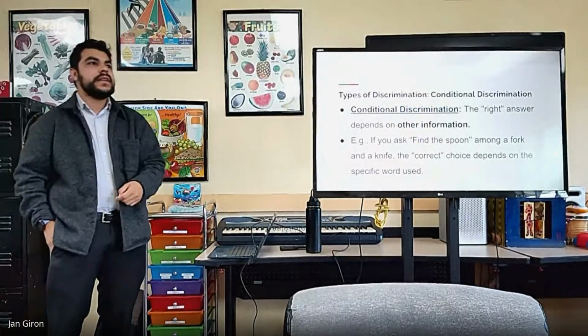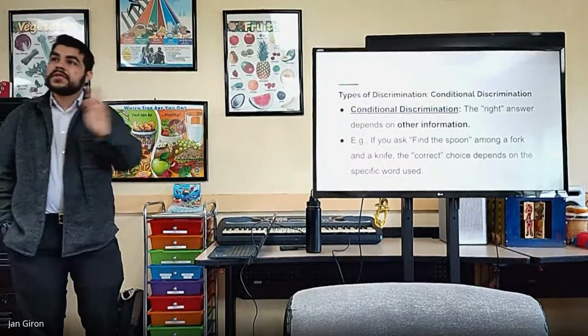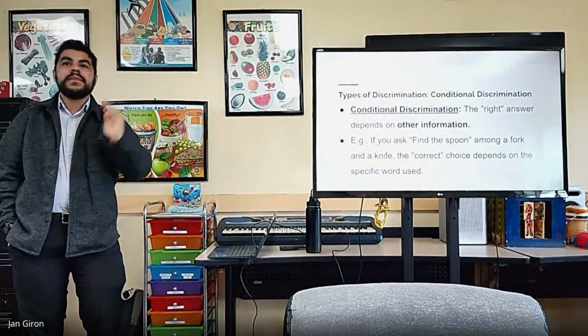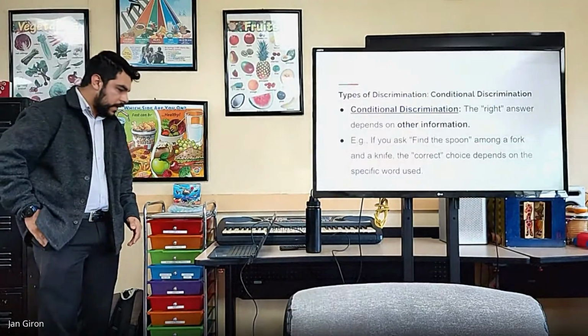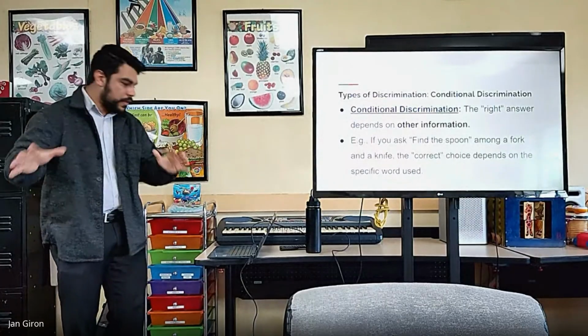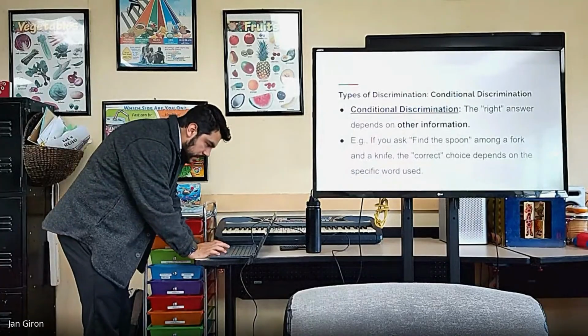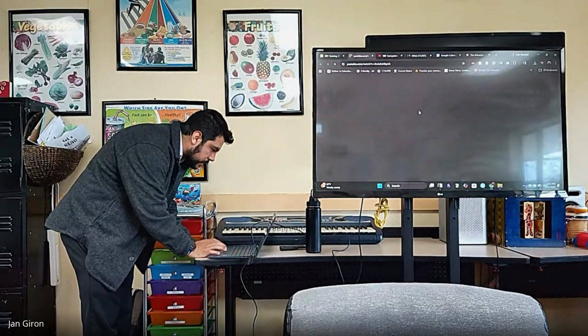Or let's say they need to use the restroom and they see multiple signs. They have to be able to discriminate all of them together and then be able to go to the correct restroom or the correct room. So conditional discrimination, there have to be more variables involved in order to respond correctly. Let's take a look at what that looks like.